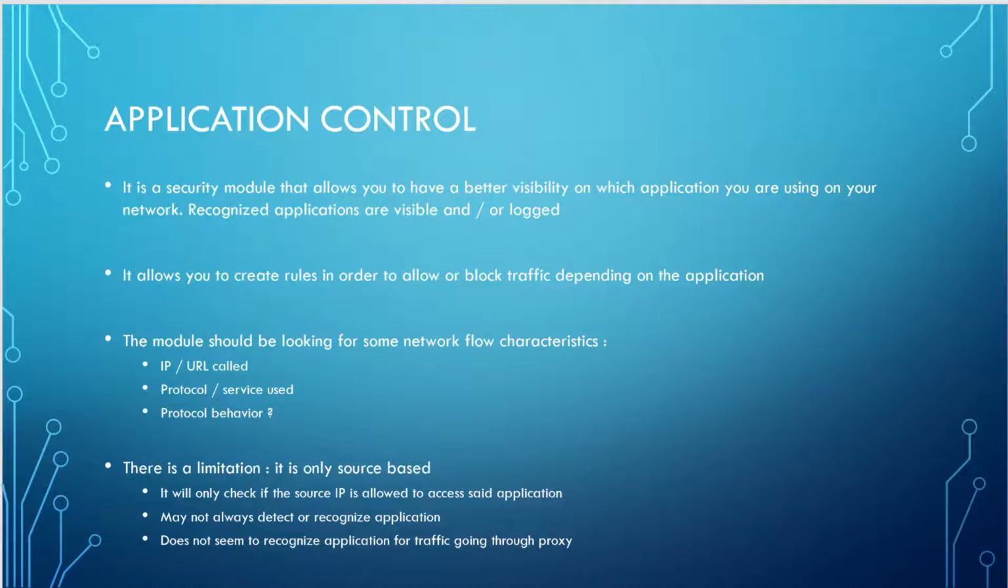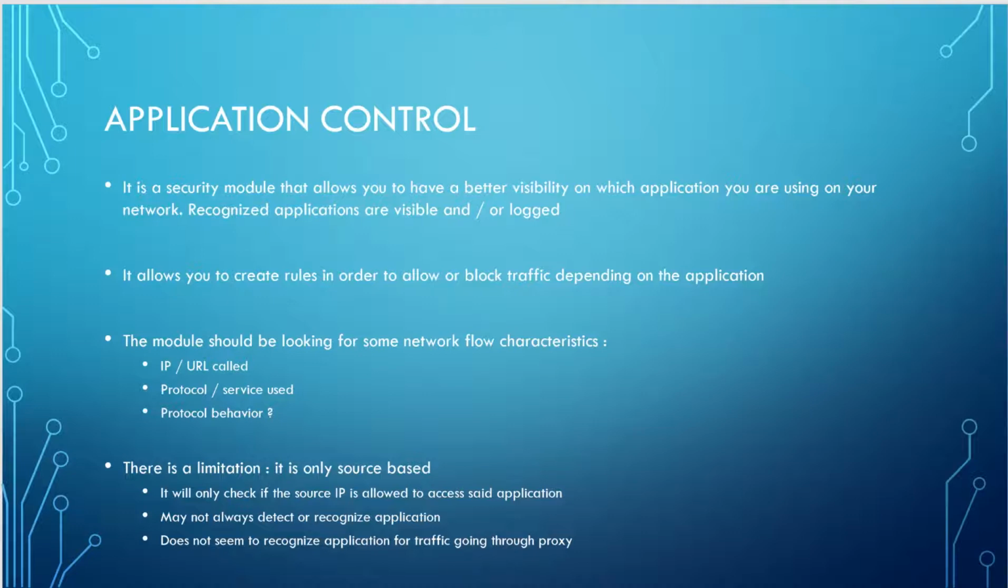This module should be looking for some network flow characteristics. So for example, which IP or URL is called, what kind of protocol or services is used, and probably it's looking into the three-way handshake and the first packets that are exchanged, probably to detect what kind of application we are talking about. It's not completely clear what kind of information it is looking for to detect the application involved.